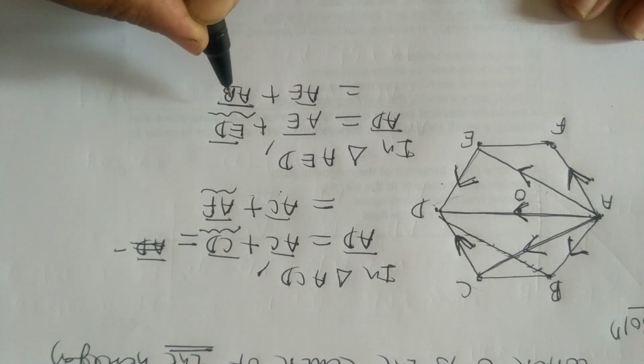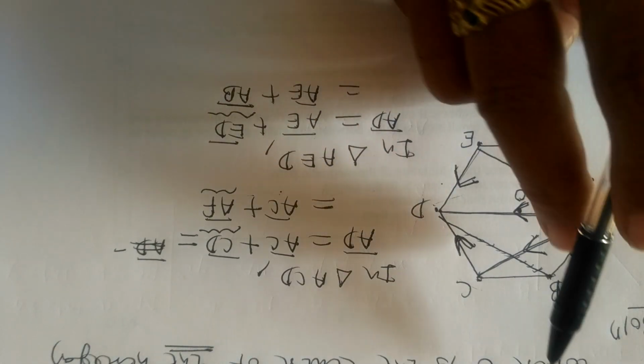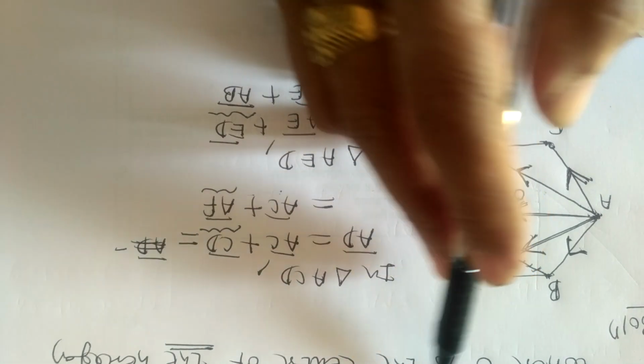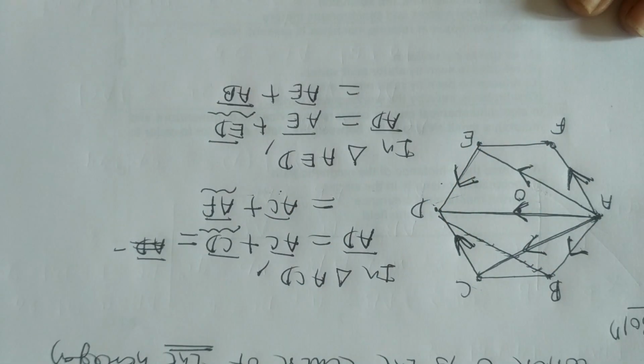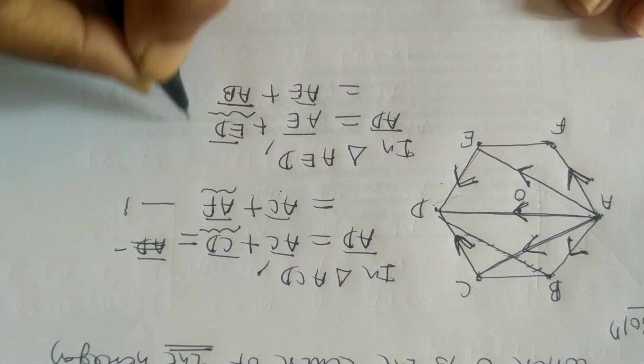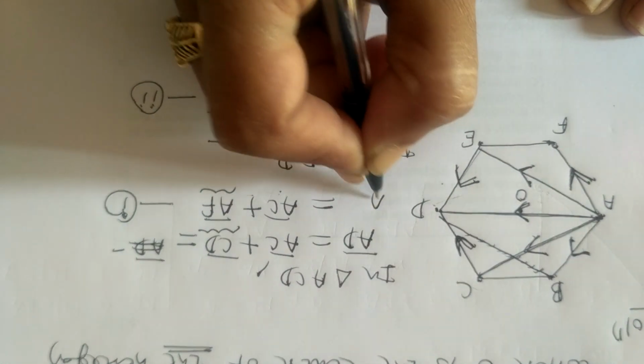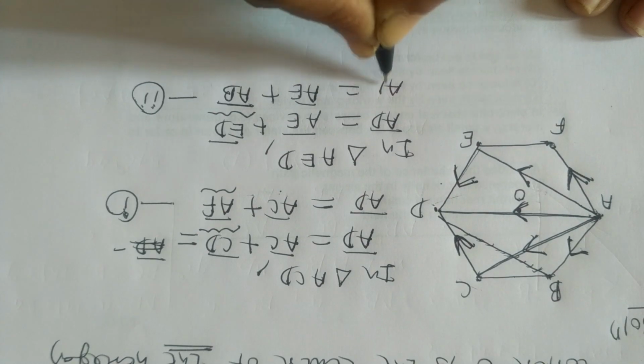So we can use these two vectors, AB bar and AE bar. In the first we take AC and AF, and the middle vector is AD bar. These two vector equations are most important here, as their addition gives AD bar.